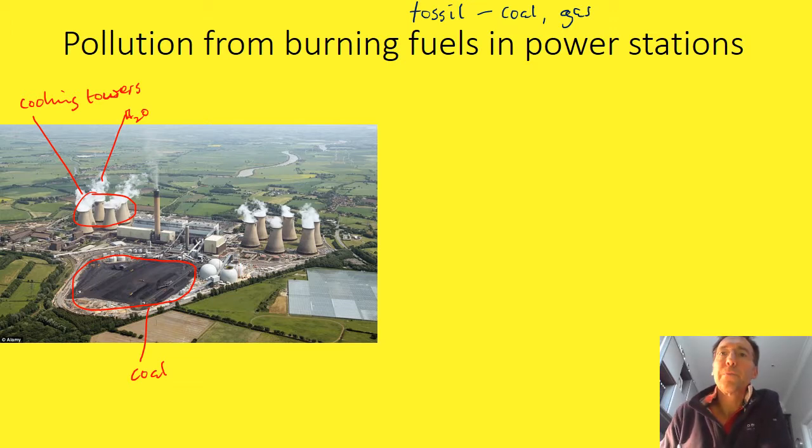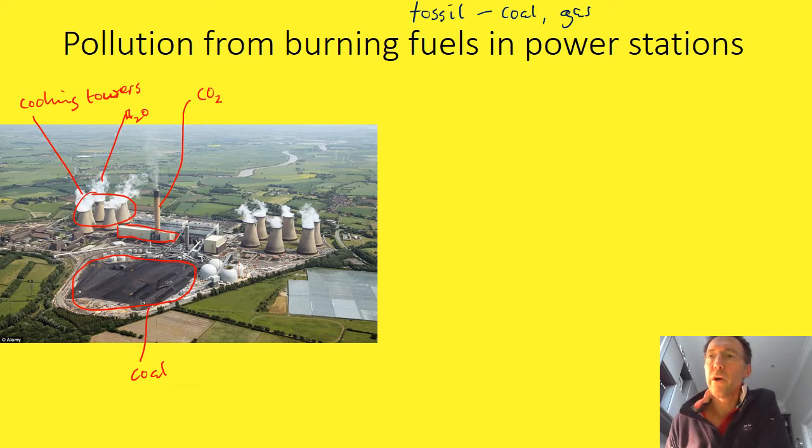This chimney here is where the carbon dioxide is coming out of. So the carbon dioxide and more water vapor is coming out of the top of that chimney there because all the combustion is happening in this unit here. So that's the basics of a coal-fired power station.